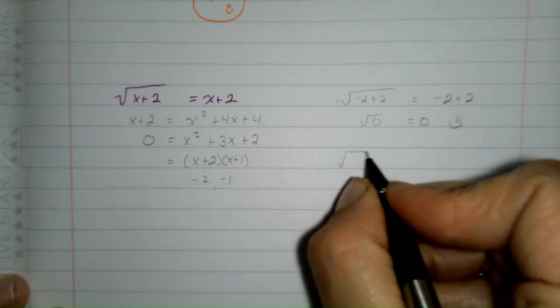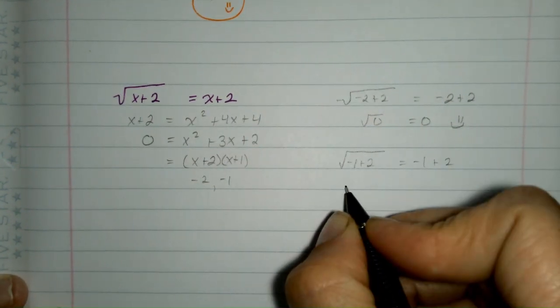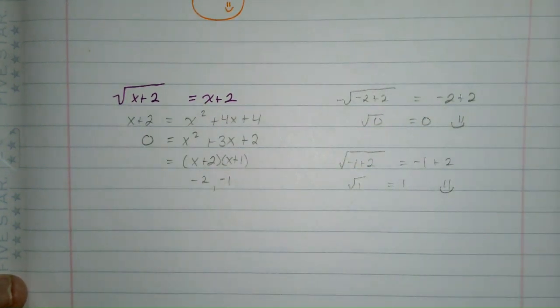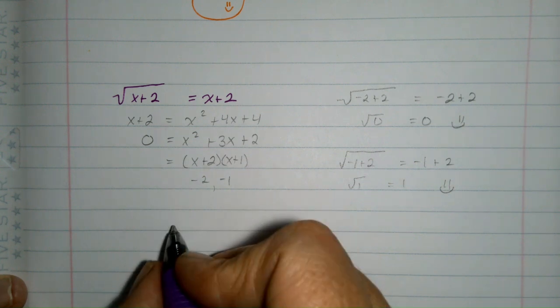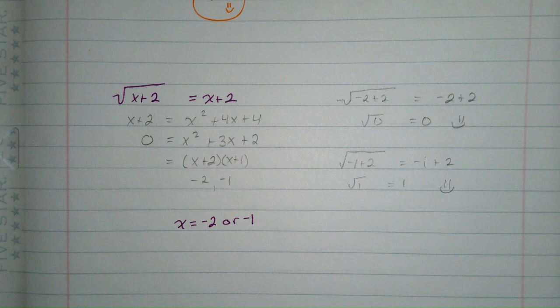Let's try the -1. Is the square root of 1 equal to 1? That's also yes. So this one happened to have two answers. That is allowable. It can happen. One answer can happen, no answer can happen. So we need to make sure that we're ready for any of those situations.